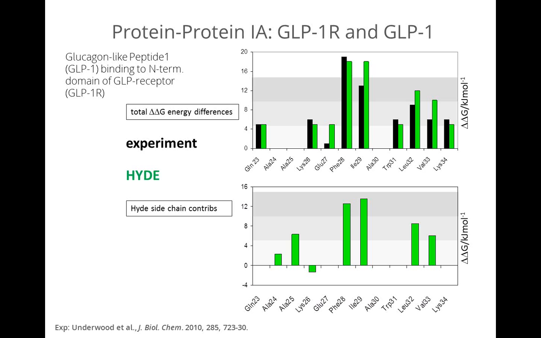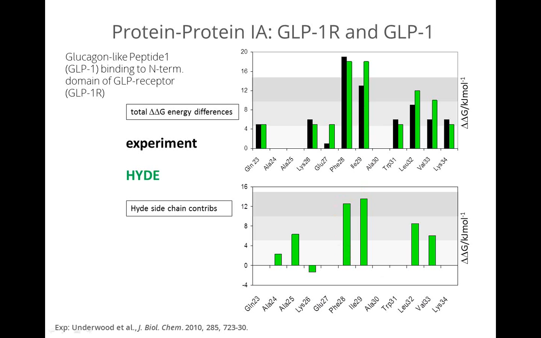Here as a last example, this is protein-protein interactions, and as you can see here, HYDE actually detects correctly the 2 amino acids, actually it's 3, 4 amino acids that are hotspots on the protein interface. And so in black we have the experiment here, and in green we have the HYDE calculation. So HYDE really picks up correctly the free energy change for this protein-protein interaction.